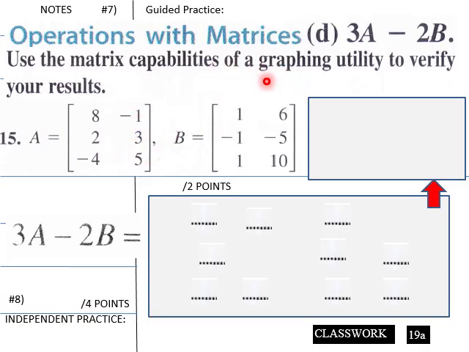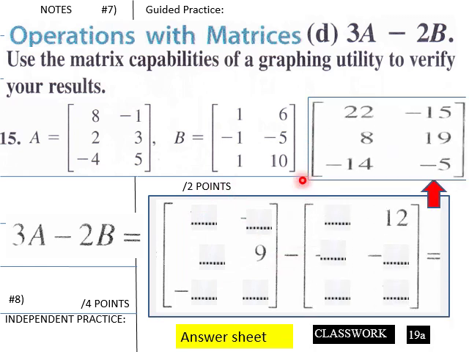And let's try one now. We have part D here. We're going to do the operations with matrices: 3A minus 2B. Use matrix capabilities of a graphing calculator to verify your results. You should get familiar with using your graphing calculator to do matrix operations. So here's our A and here's our B, and we're going to do 3A minus 2B in this guided practice.